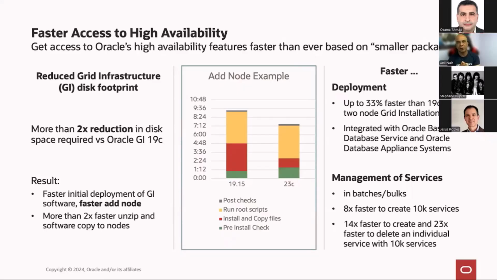faster. So all of these numbers are trying to tell you that yes, we give you access to HA faster, and you can also put a lot more on these databases, like services, the number of services, the manageability of those services. We're making it simply easier.